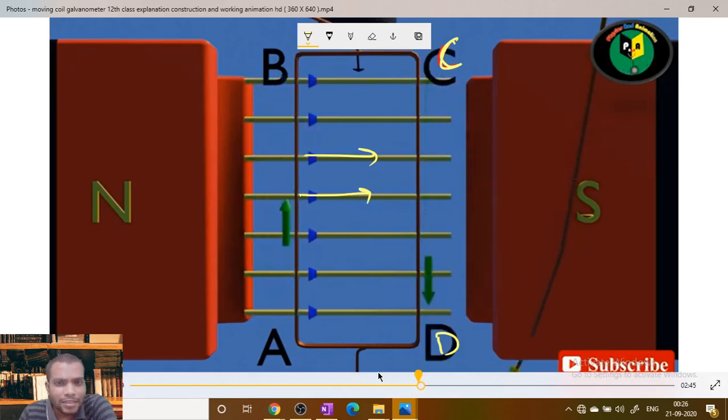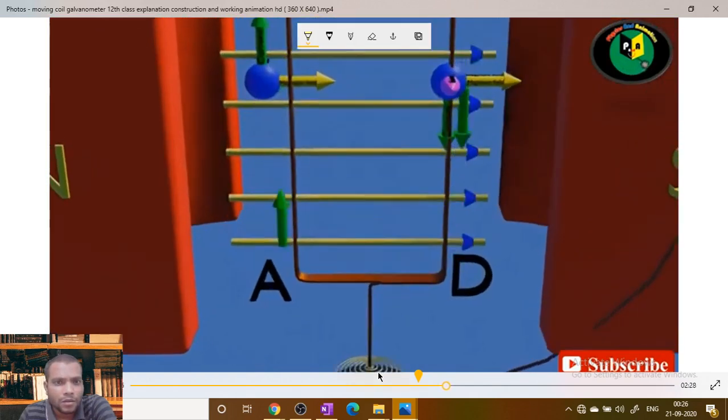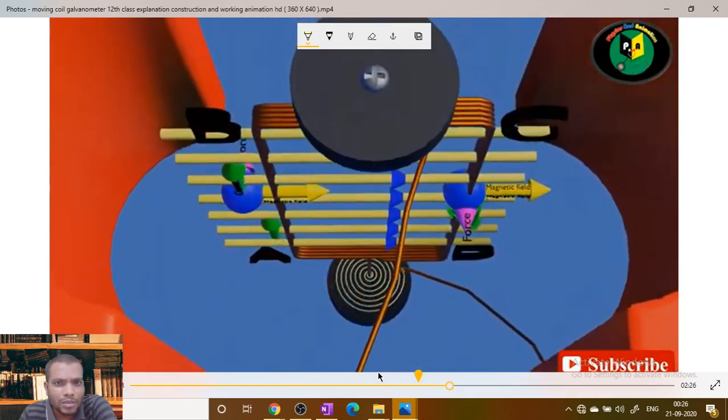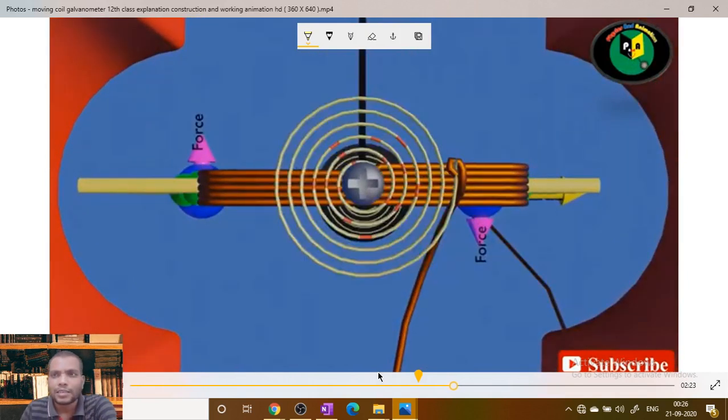The interaction of the current with the magnetic field causes the loop to rotate. To rotate, two equal and opposite forces should act on it. This causes a couple, and that couple makes the rectangular armature rotate.